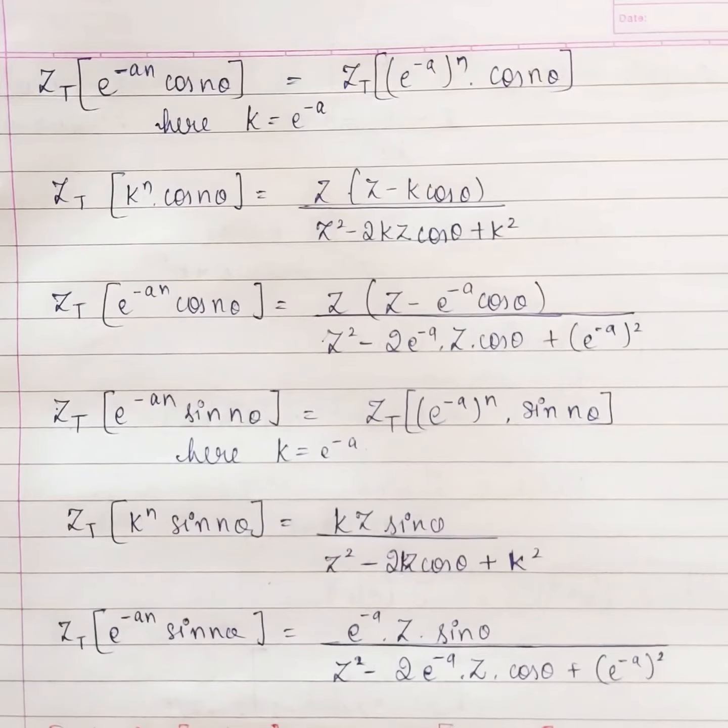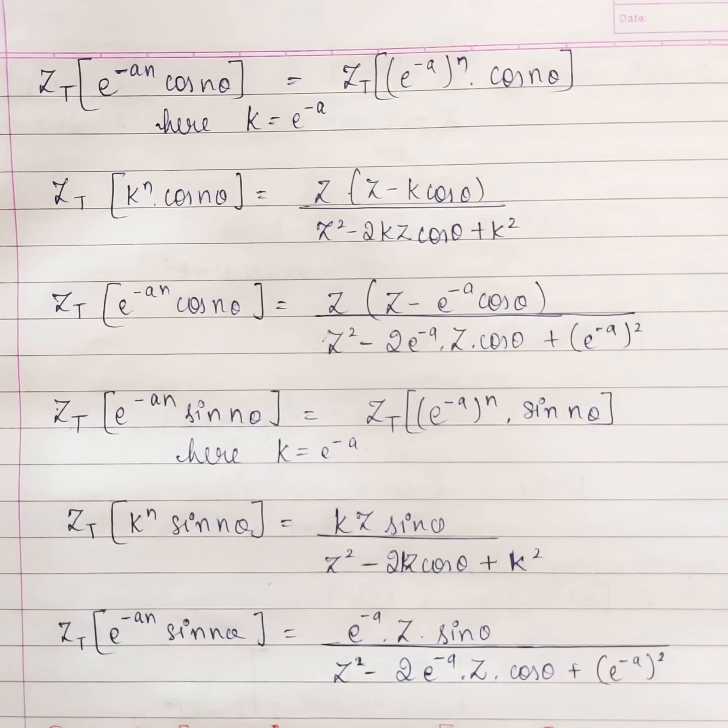That's it. So this one problem gives the solution for the z transform of cos n theta, the z transform of k power n cos n theta, the z transform of e power minus a n cos n theta. Same way, the z transform of sin n theta, the z transform of k power n sin n theta, the z transform of e power minus a n sin n theta. So definitely one question will be there for VTU.